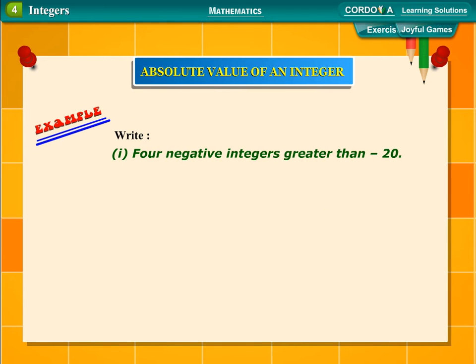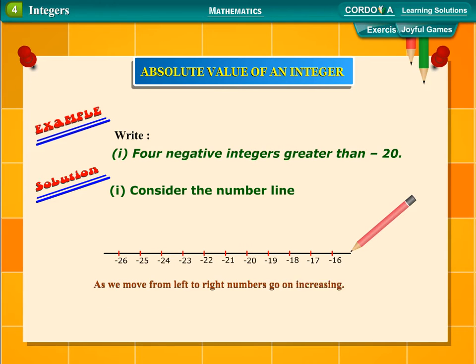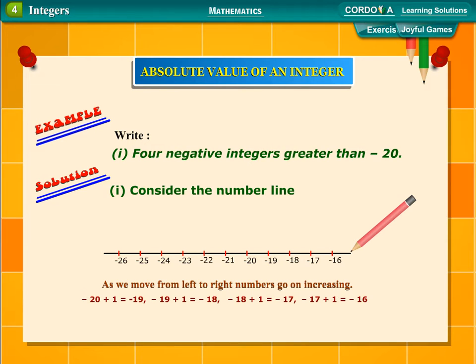Example: write 4 negative integers less than -20. Solution: consider the number line. As we move from left to right, numbers go on increasing. -20 plus 1 is equal to -19. -19 plus 1 is equal to -18. -18 plus 1 is equal to -17. -17 plus 1 is equal to -16. Hence, the required 4 numbers are -19, -18, -17 and -16.